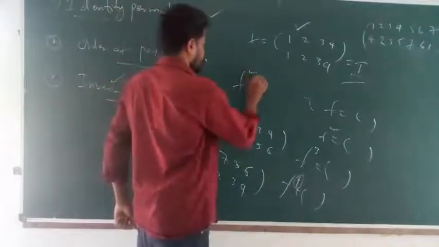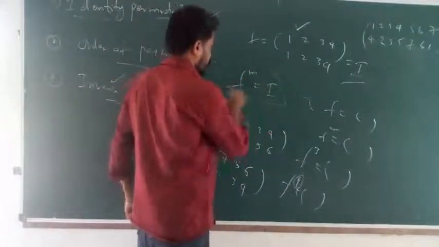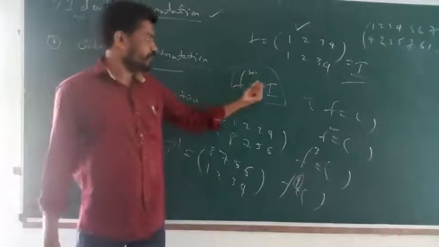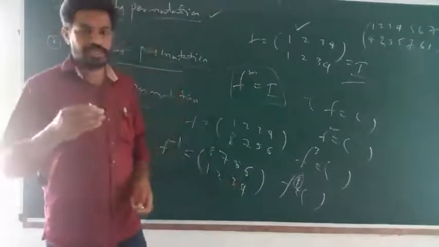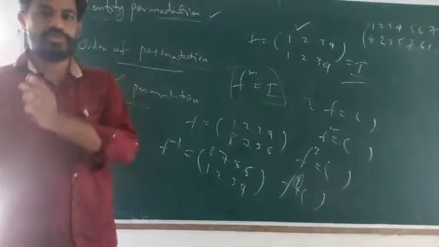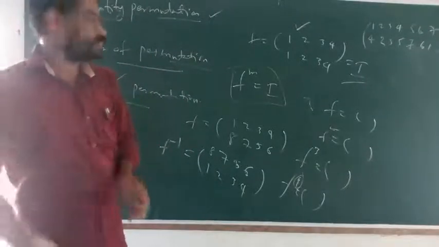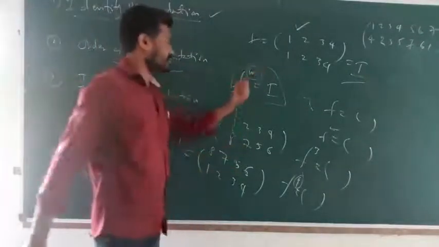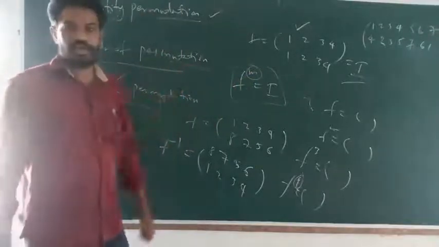So the definition: F to the power of m is equal to I. We select one permutation, multiply it by itself 2 times, 3 times, 4 times, until it equals the identity permutation. Then stop the process. What is the power? m. This m is called the order of a permutation.